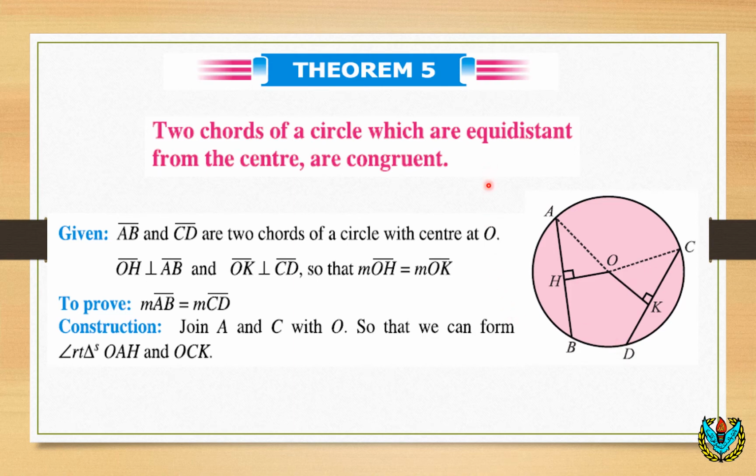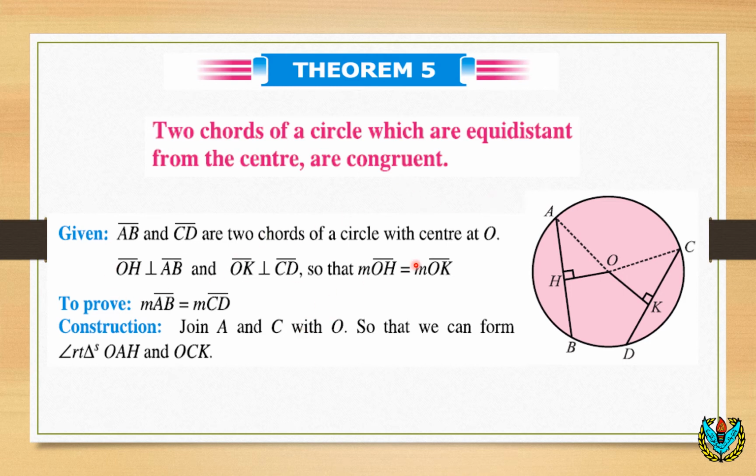Theorem number 5 is the converse of theorem number 4. We have already studied that if two chords of a circle are congruent, then they will be equidistant from the center. Now, this theorem number 5 is the converse of the previous theorem. That is, two chords of a circle are given. We have to prove that the chords will be congruent if they are at equal distance from the center. So this is entirely the converse of theorem 4, which we have learnt already.